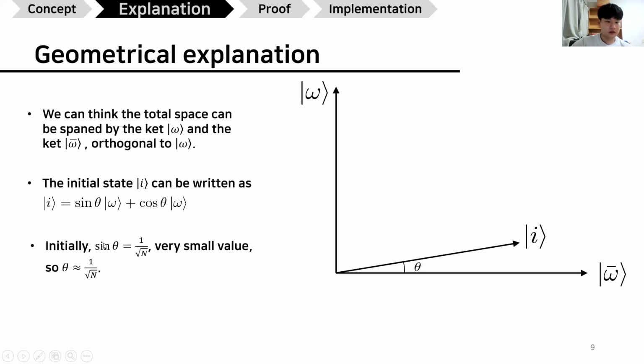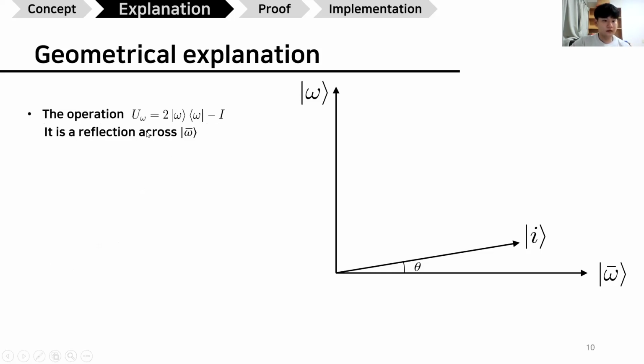Initially, as I mentioned, this coefficient is the square root of the probability. So sine theta is equal to 1 over square root of n. This is very small because our data set is very large, more than 10 to the power 10, about like that, gigabytes or megabytes. So if theta is small, sine theta is approximately theta. So we know theta.